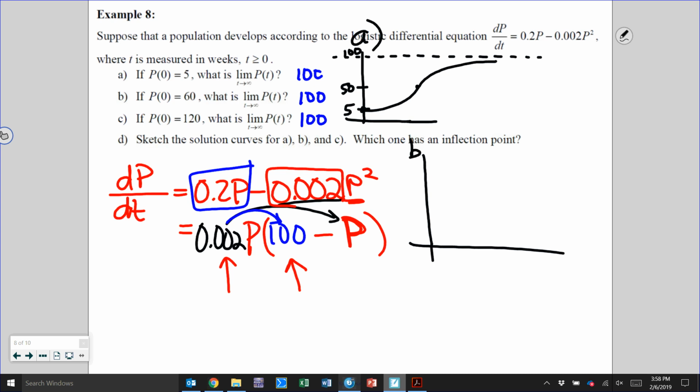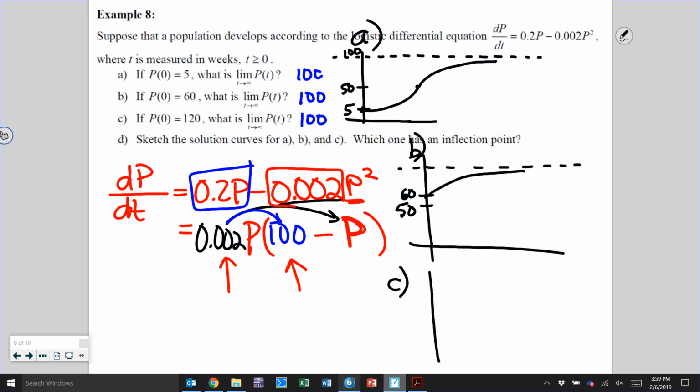So here's B. The difference is I still have a carrying capacity of 100, but this time here's 50, but I'm starting with 60. So I'm already past the fastest growing point. So I'm just going to grow toward the carrying capacity, but I'm not going to have an inflection point. I'm going to grow and grow slower and slower towards that carrying capacity. So that's the graph for B.